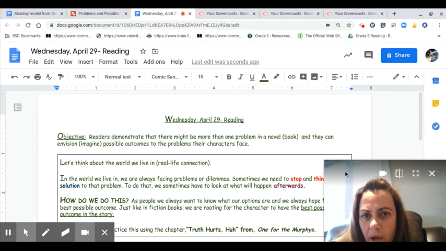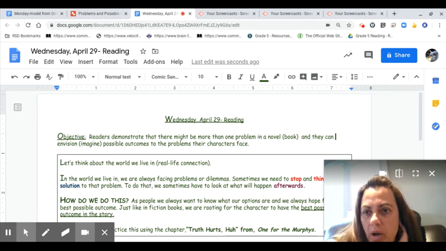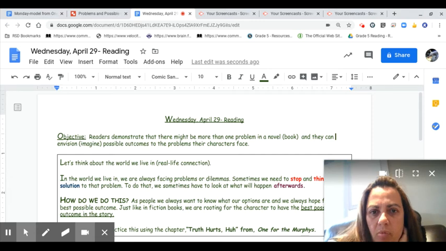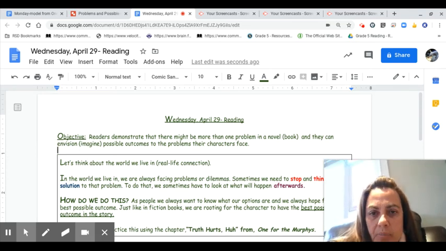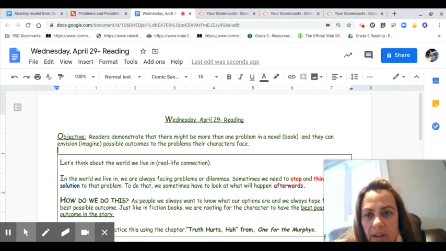Today I want to focus on a specific strategy on dealing with multiple problems, solutions, and what would come after that within a writing piece. So, our objective today is readers demonstrate that there might be more than one problem in a novel or book, and they can envision, meaning they can imagine possible outcomes to the problems their characters face.